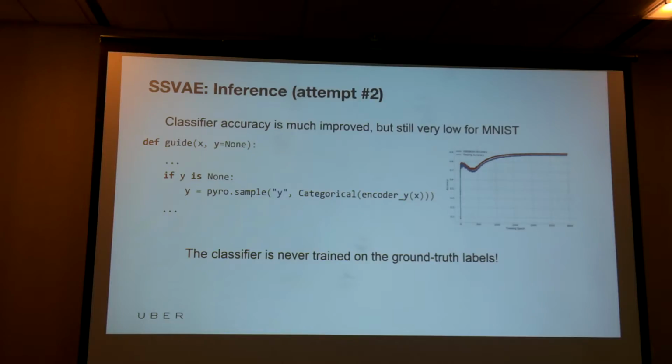Okay, so as I said, the classifier accuracy is much improved, but it's still pretty low. It's still really inexcusably low for MNIST. One possible explanation is that if we return to the definition of the guide, we'll see that our encoder, our classifier, is never actually trained on the ground truth labels. If y is None, this whole thing is just skipped. The encoder is never evaluated.